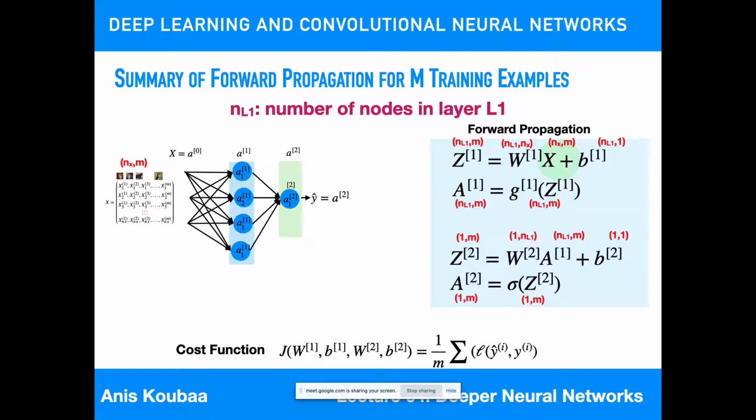And of course, at the end of the forward propagation, you need to calculate the cost function, which depends on W1, B1, W2, B2, which is just the average of all the losses from the M training examples.